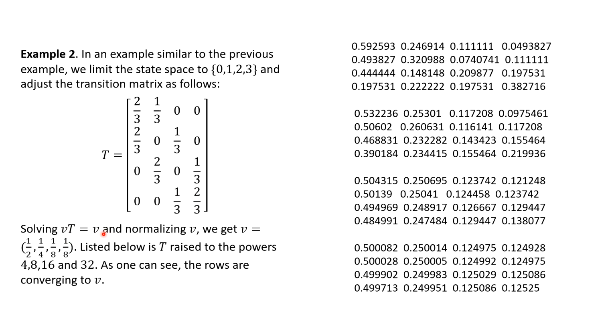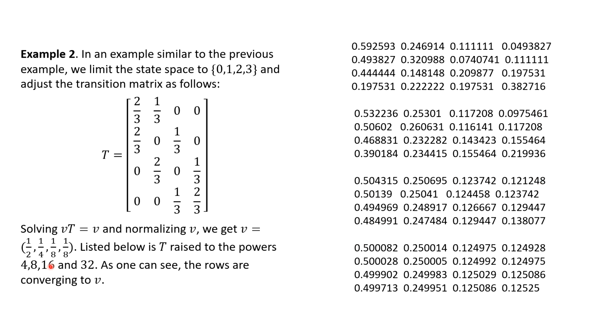So if we solve this equation as we did before and then normalize v, we get 1/2, 1/4, 1/8, 1/8. And here's what bothered me about the claim of being fast convergence. If you raise this to the 4th power, you notice you're still pretty far off. You're expecting that each one of these rows is going to be close to these numbers here, and you're pretty far off. You go to the 8th power of t, which is this, and here this should be 1/2, and it's not even close. These should be 1/8, so you're still pretty far off.